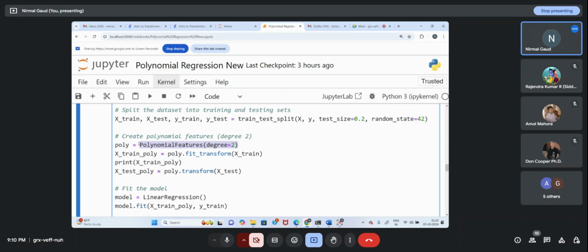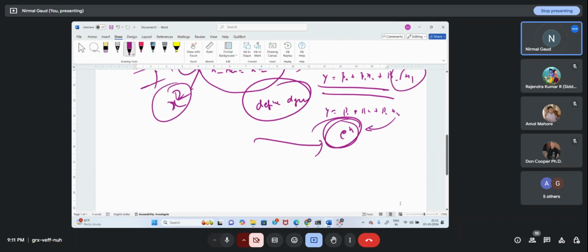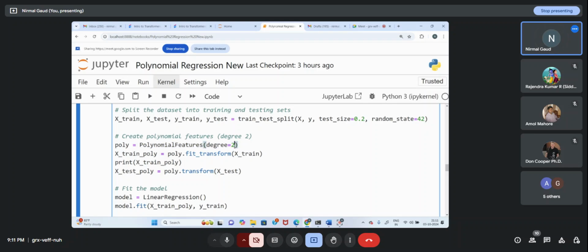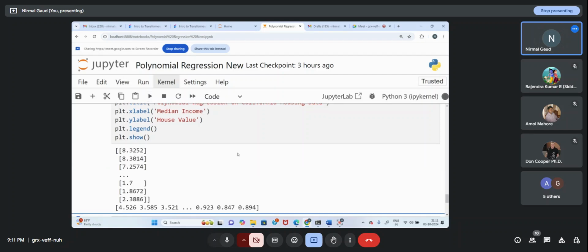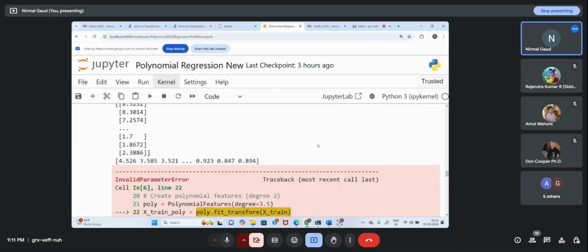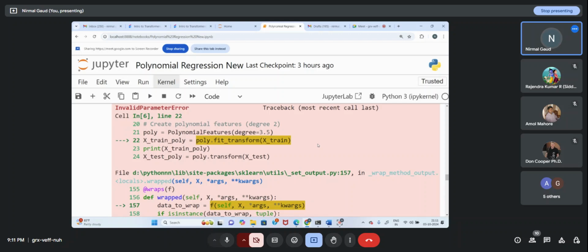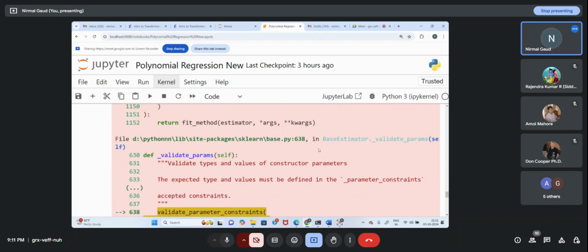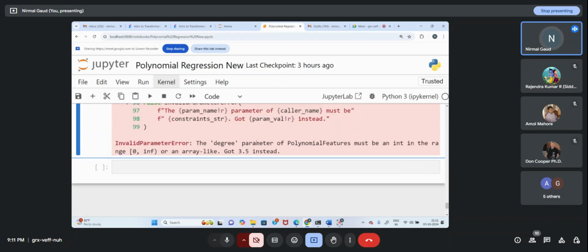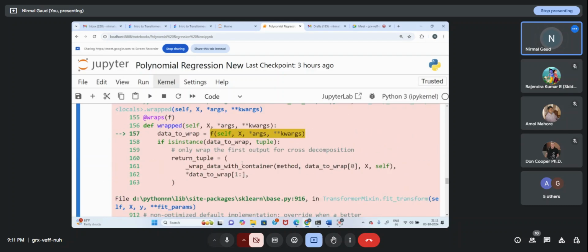Will it work? What is 1.5? 1.5 will be 3 by 2. So if you want me to check it, let's try something. 3.5. Run the code. Invalid parameter error. It's unable to take such degrees. The degree parameter of polynomial features must be an integer in a range of 0 to infinity or an array. Got 3.5 instead. So this is not an error; this is information which is given to us. What can we put inside the degree?